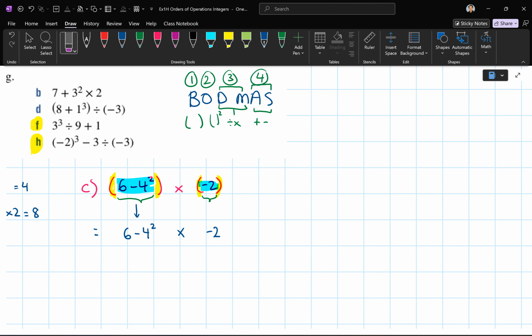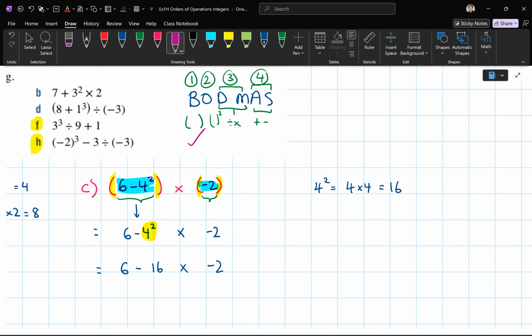Now in the next line, we need to check the next one. So I've done brackets. Next one's order. So order, do I have any powers? And yes, you should be able to see there is a 4 squared. So that means I keep everything else the same. It's still 6, and this is still a takeaway. This is still a times. This is still a -2, but I need to work out what 4 squared is. Now remember, 4 squared is not 4 times 2. It is 4 times 4, and that gives you 16. So I'm rewriting this now as 16.